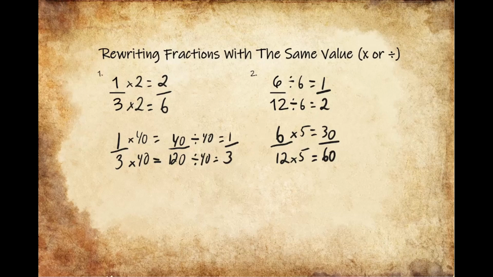If we were to go ahead and divide both of these by 30, we would get the answer of 1 over 2. So 60 divided by 30 gives us 2, and 30 divided by 30 gives us 1. So as we can see here, whenever we're writing an equivalent fraction, it doesn't really matter if we're dividing or multiplying, because as long as we're multiplying and dividing by the same value for both the denominator and the numerator, we're going to be writing an equivalent fraction.